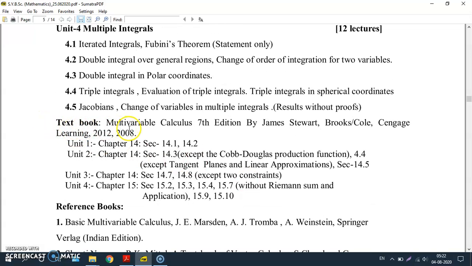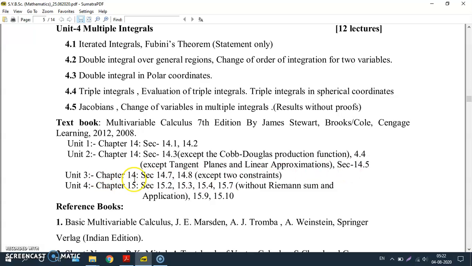This is the textbook which is prescribed, Multivariable Calculus, 7th edition by James Stewart, in which Unit 1 is covered by Chapter 14, Sections 14.1 and 14.2. Unit 2 is covered by again Chapter 14, Section 14.3, except the Cobb-Douglas production function. 14.4, except tangent planes and linear approximations, and Section 14.5.